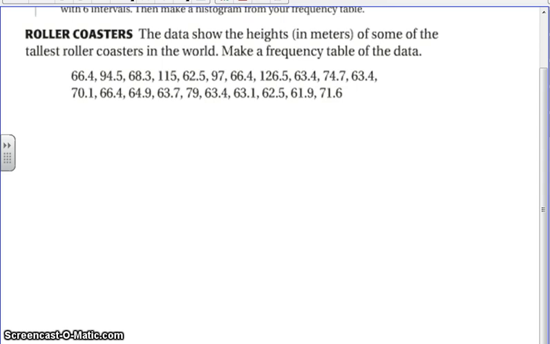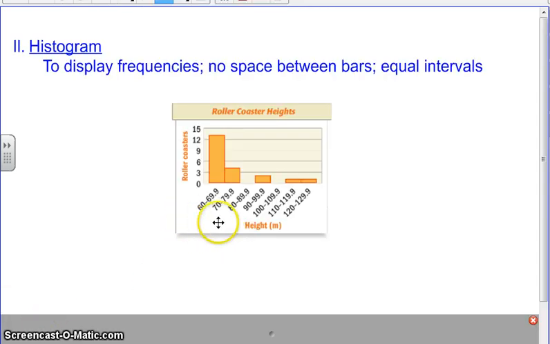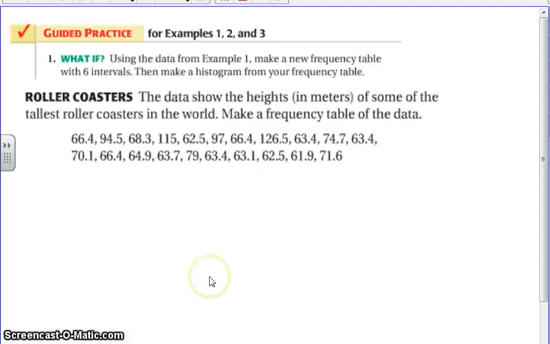Okay, so they've asked us to put this data into a frequency table and histogram that shows 6 intervals total. If we look back here, how many intervals were shown in this histogram? 5, 6, 7. Do you see that? 7 different intervals. So we're not going to use this. We're going to create our own. We need 6 total intervals.